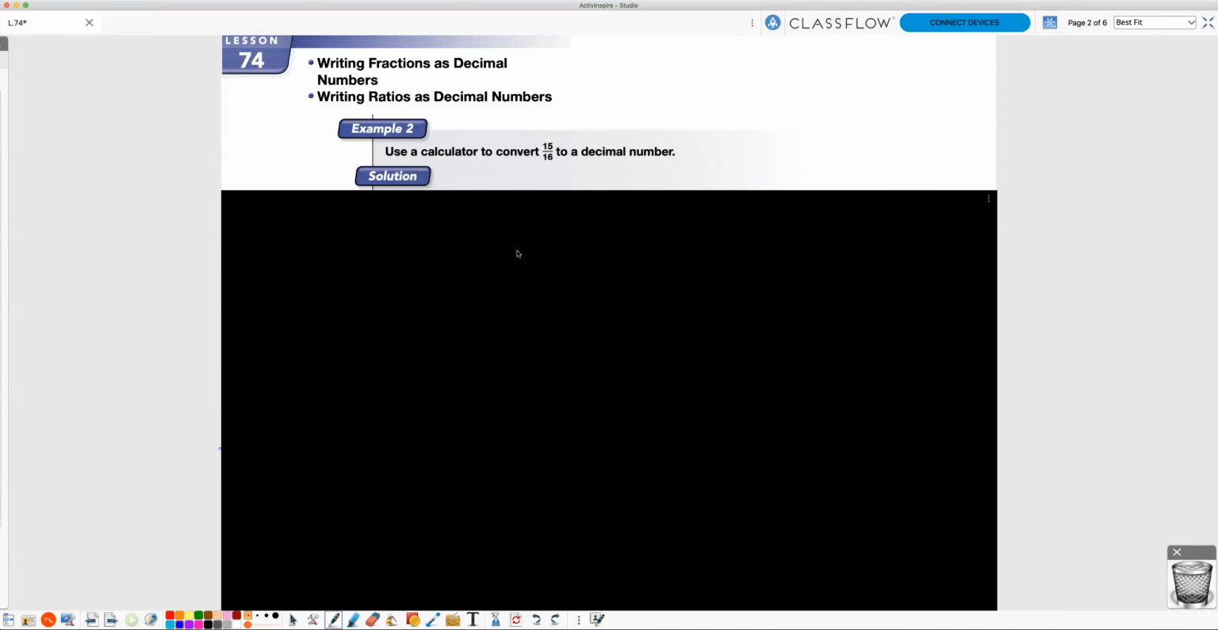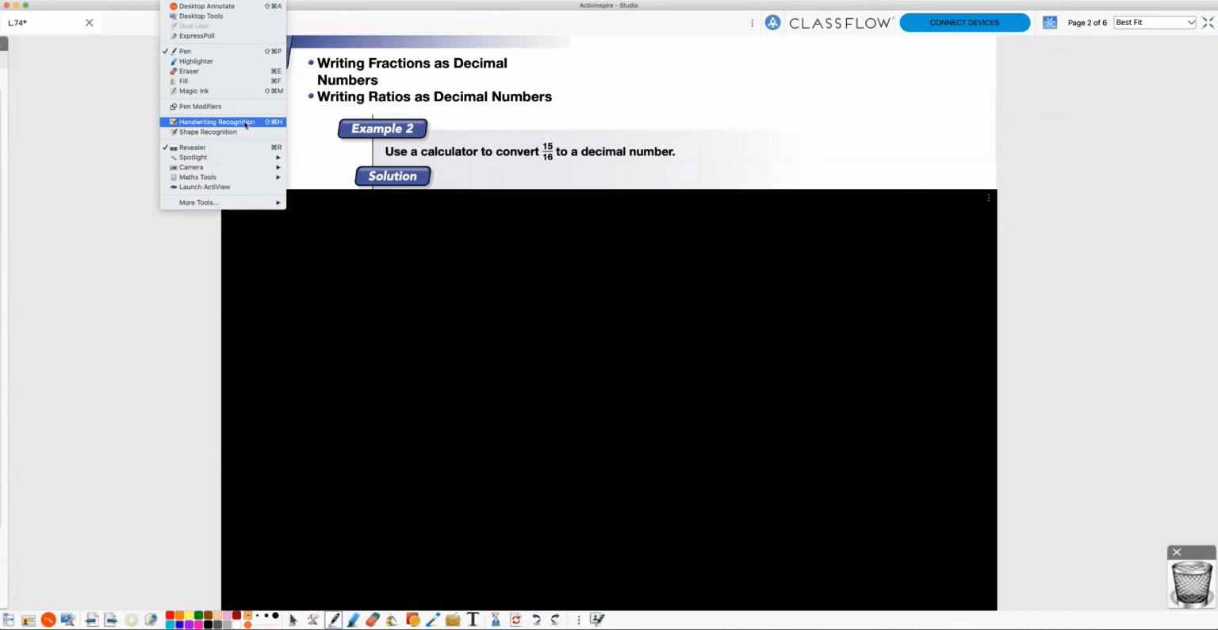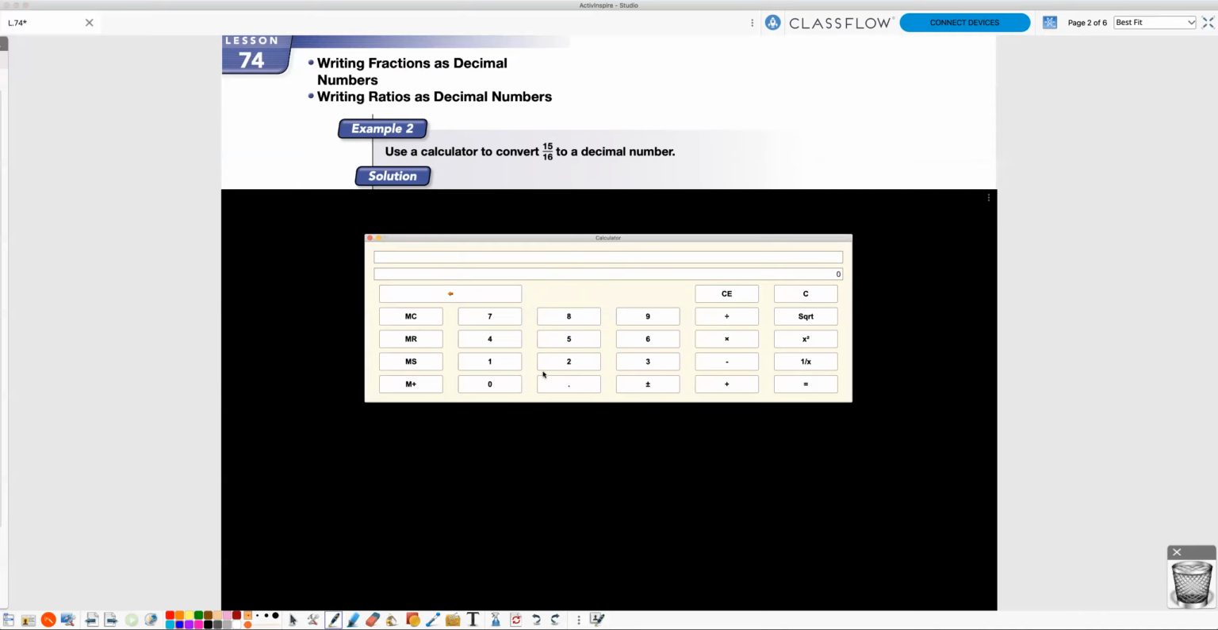Example 2, use a calculator to convert 15 sixteenths to a decimal number. So if you were to use a calculator, let's just do that. So in our calculator, we have, in this case, 15 divided by 16. So 15 is the numerator, divided by 16 in the denominator, ends up being 9,375 10,000ths. So 15 sixteenths equals 9,375 10,000ths.